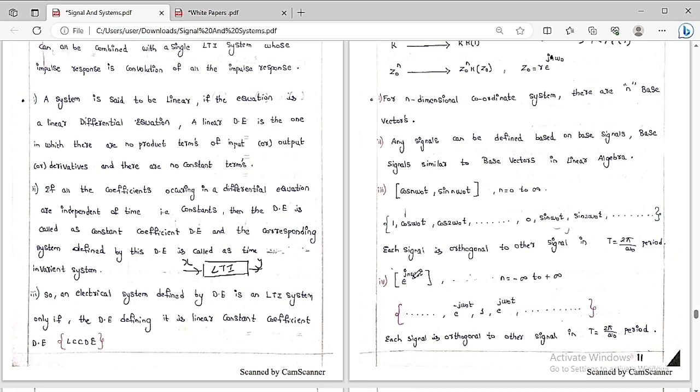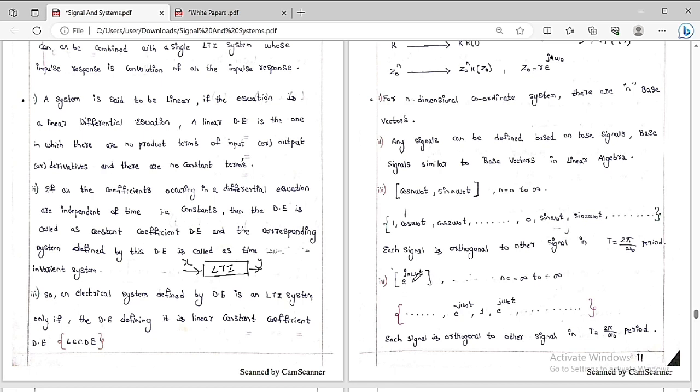So e to the power of j n omega naught t is also a base signal, and the value of n is from minus infinity to plus infinity. With the help of this concept, we are going to write the trigonometric Fourier series, and with the help of this concept, we are going to write the exponential Fourier series.